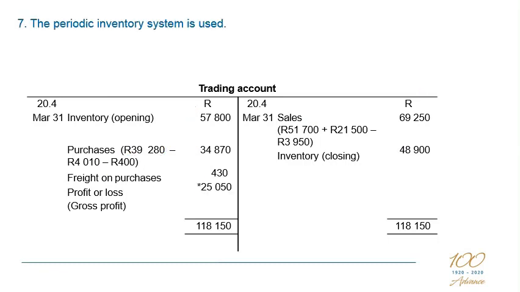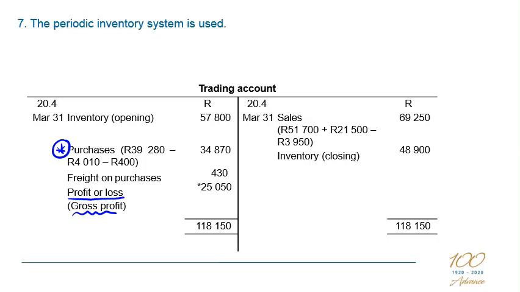This was clearly the periodic inventory system, because remember our clue, if we have a purchases account, that means that we're applying periodic. We do not keep track of inventory in the inventory account and we did not have a cost of sales account. So I can calculate my gross profit, and gross profit will be the starting point of my profit or loss account.